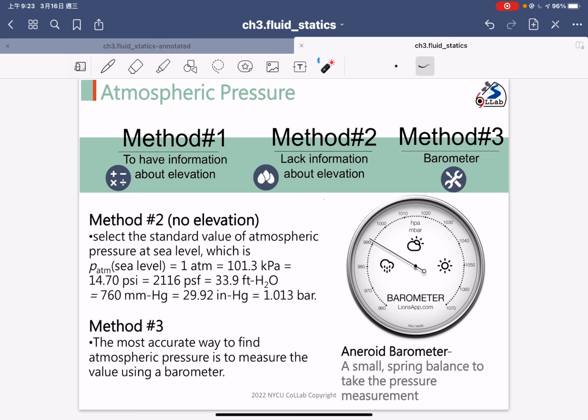Okay, and then the final method: if you have a meter, you can base on the meter to measure the pressure on site. Okay, so totally we only have three methods to measure the pressure for the atmosphere or at your environment. Okay, so today we may stop here.